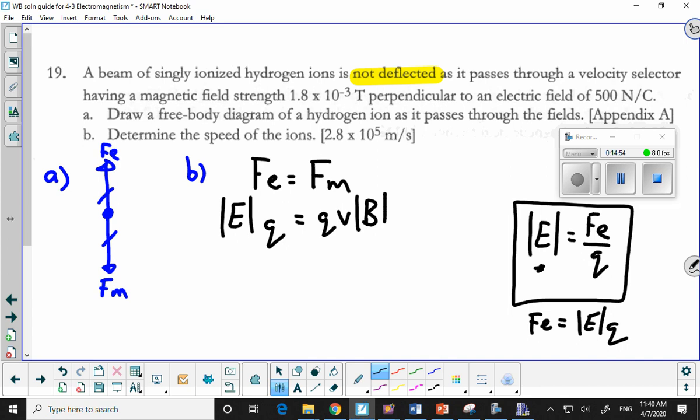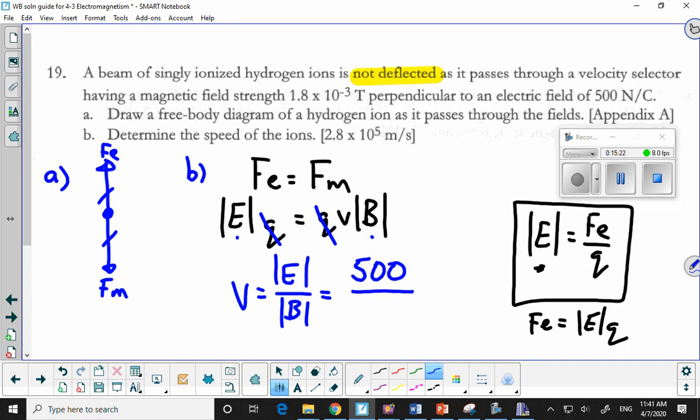The first thing I realize I can do is divide both sides by Q, and cancel out the Q. That means if I'm solving this for V, all I have to do is divide both sides by magnetic field intensity. So V is going to equal E over B. Magnetic field intensity was given to us, electric field intensity was given to us as 500 newtons per coulomb, and the magnetic field 1.8 times 10 to the minus 3 Tesla.